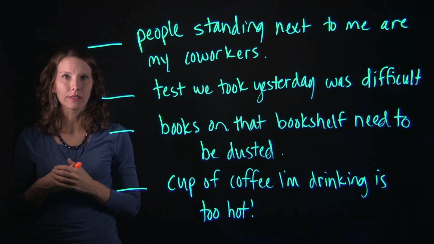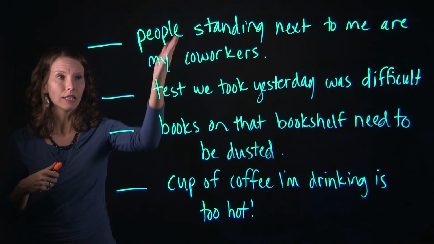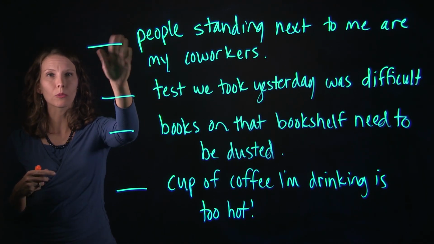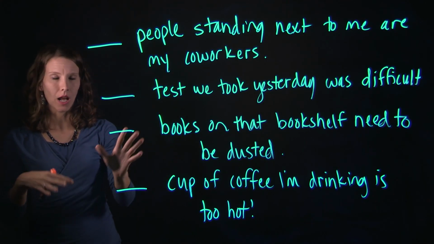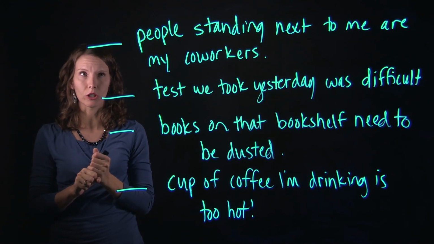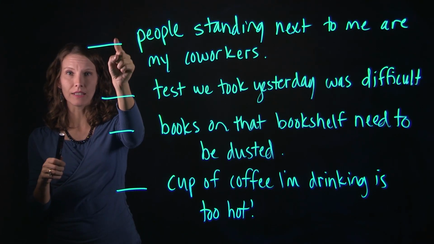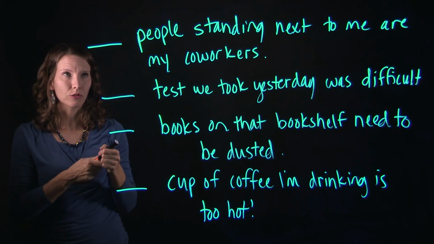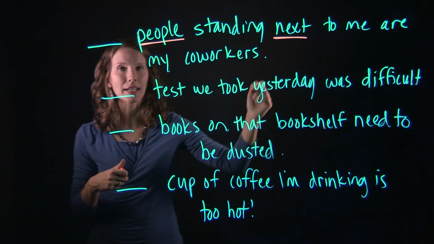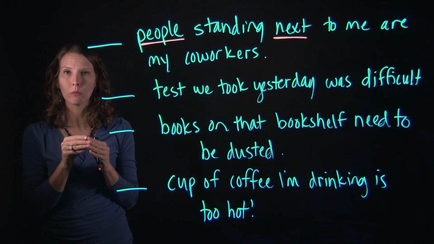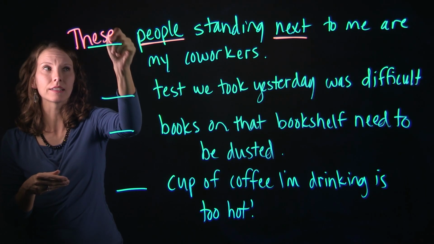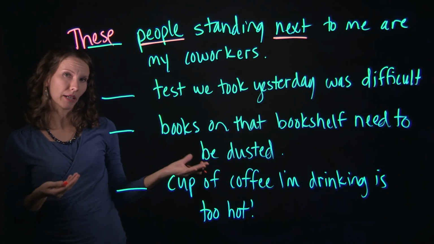Okay, so what I want to do now is have you check your knowledge and see if you can tell, given these sentences, what word would go in each of these blanks. So what I'm asking is what word would go at the beginning of each of these sentences, and I'm going to give you some hints. So in this first sentence, blank people standing next to me are my coworkers. So the question is, would it be this, that, these, or those? And the clue has to do with the fact that it's plural, because it's a group of people, people is plural, and that they're standing next to me, they're close by. So the word that we use when we're talking about a plural noun that's close to us is these.